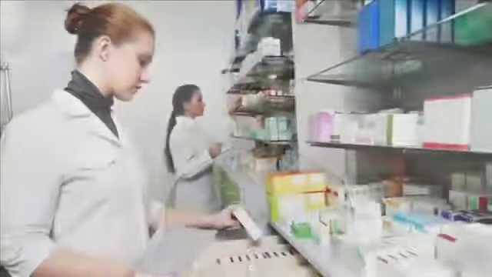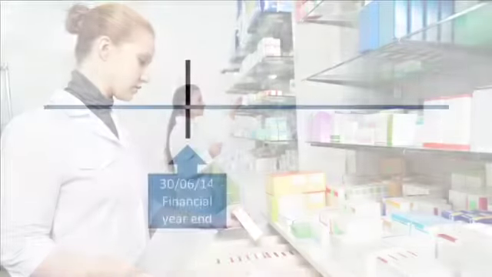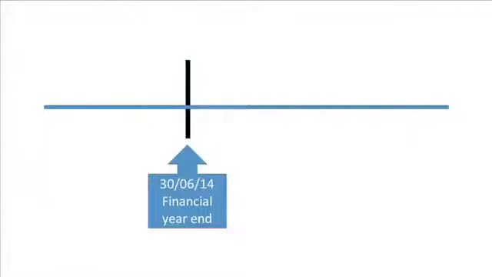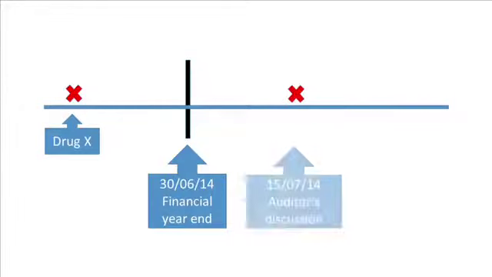Assume a company, ABC Pharmaceuticals, has a financial year end on 30th June 2014. ABC recorded inventory which includes drug X valued at $300 a box. The records show that ABC Limited has 500 boxes. On the 15th of July, the auditors discussed the results of their inventory count with ABC management and indicated that there were only 430 boxes of drug X.